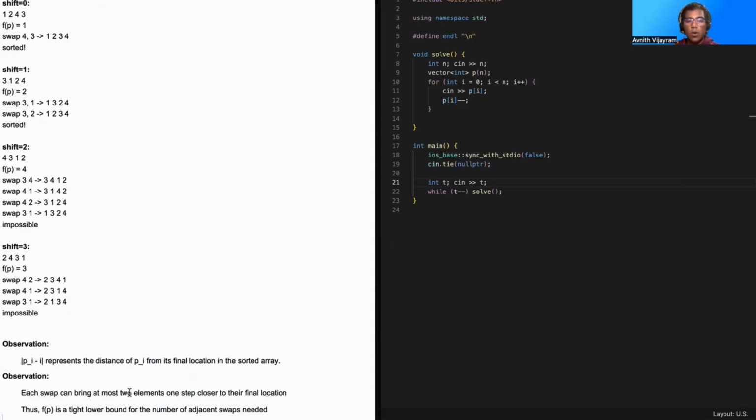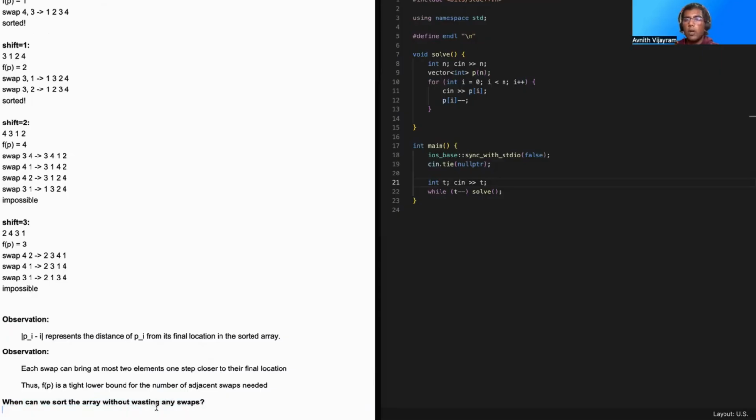So since each swap can only bring at most two elements closer, the minimum number of swaps we can use is f of P. So we have to achieve this lower bound in order for the permutation to be good. And so every swap that we make has to bring two elements strictly closer to their final location. In other words, we cannot waste a single swap. We have to be as efficient as possible. Otherwise, if we're forced to waste a swap, then the permutation is not good.